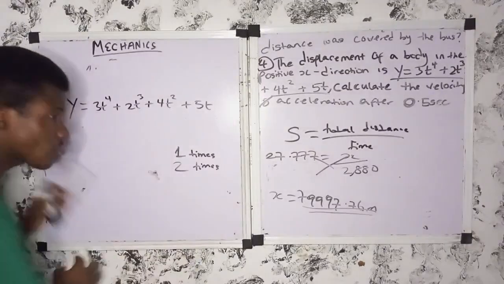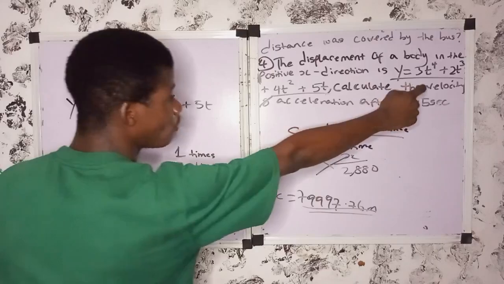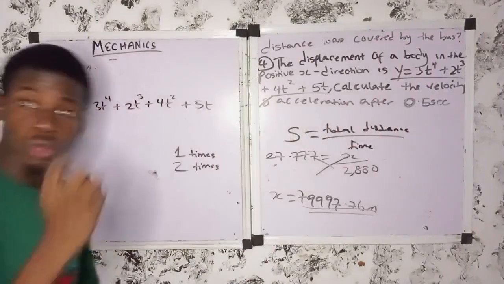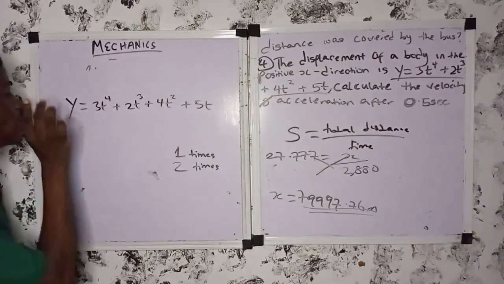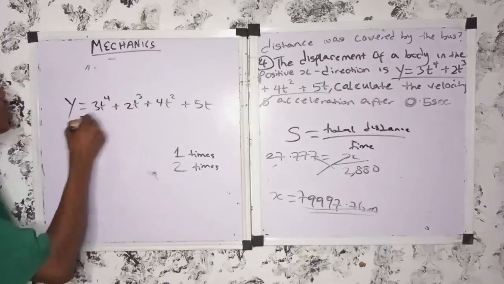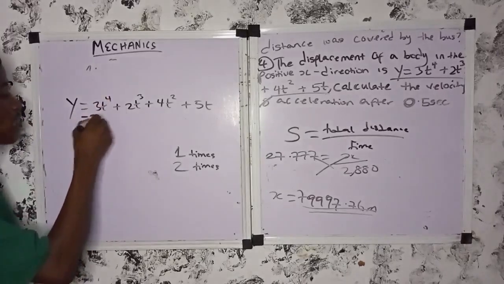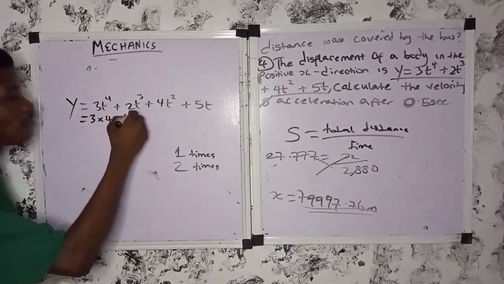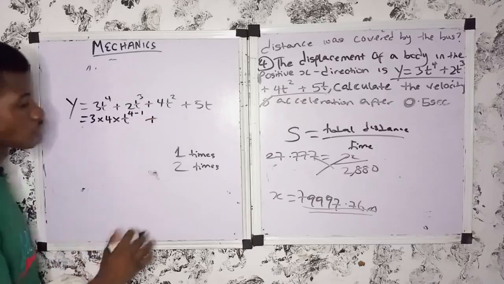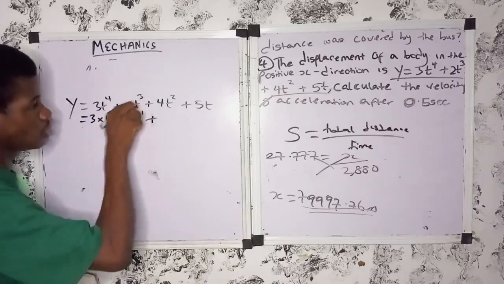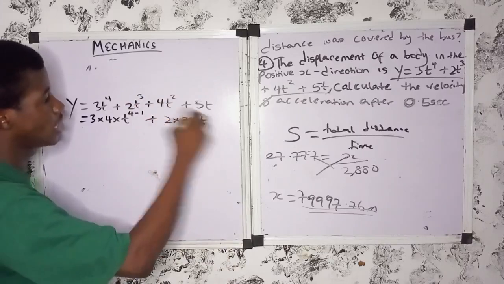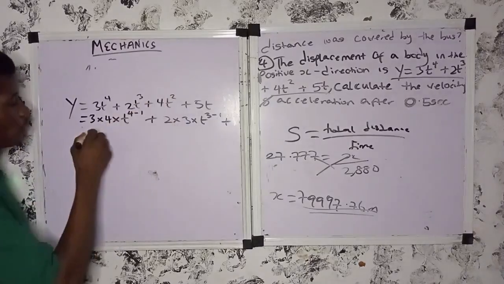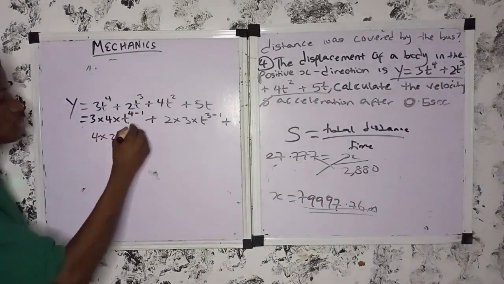So now let's do it. Remember, I told you that to look for velocity we differentiate 1 time, then to look for acceleration we differentiate 2 times. Now I've taught you how to differentiate using the power rule. So 3 times 4, right? Multiply the power with the coefficient, then t, and we subtract 1 from the power, 4 minus 1. Then plus 2 times 3 times t, subtracting 1 from the power, 3 minus 1. Then plus 4 times 2 times t, subtracting 1 from the power.